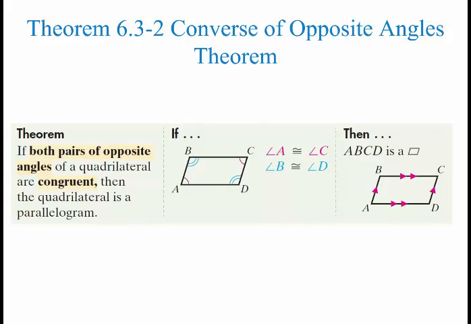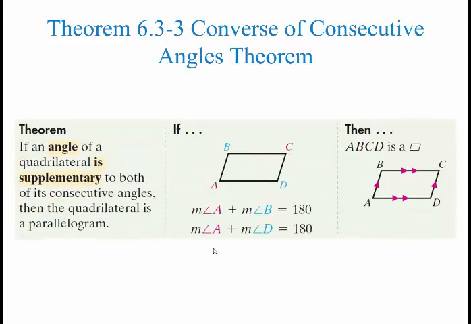Another one, all right, this is the converse of the opposite angles theorem. If both pairs of opposite angles of a quadrilateral are congruent, so A is congruent to C and B is congruent to D, then the quadrilateral is a parallelogram. So then it must be that ABCD is a parallelogram, and that side AB is parallel to side CD, and BC is parallel to AD.